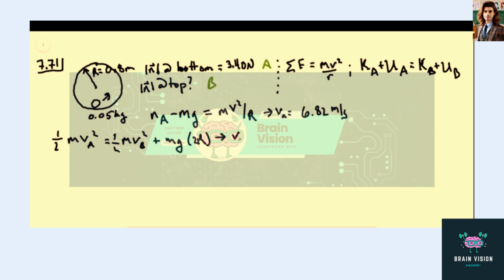So now for vB, just subtract this off, multiply it by 2 over m, take the square root, and you find that it's going at 3.89 meters per second at point B.